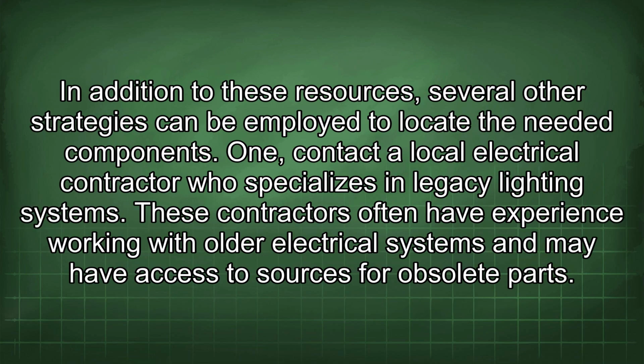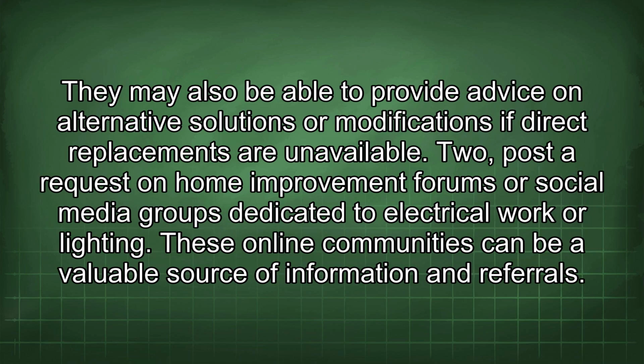In addition to these resources, several other strategies can be employed to locate the needed components. 1. Contact a local electrical contractor who specializes in legacy lighting systems. These contractors often have experience working with older electrical systems and may have access to sources for obsolete parts. They may also be able to provide advice on alternative solutions or modifications if direct replacements are unavailable.